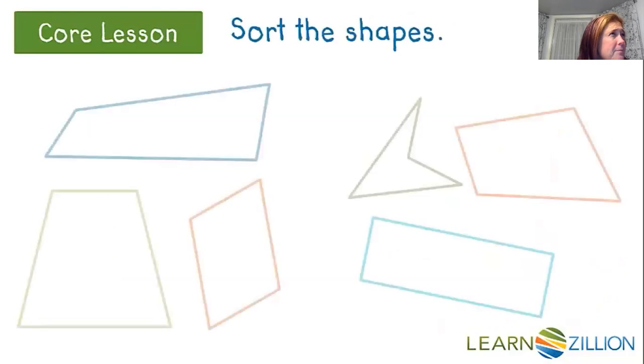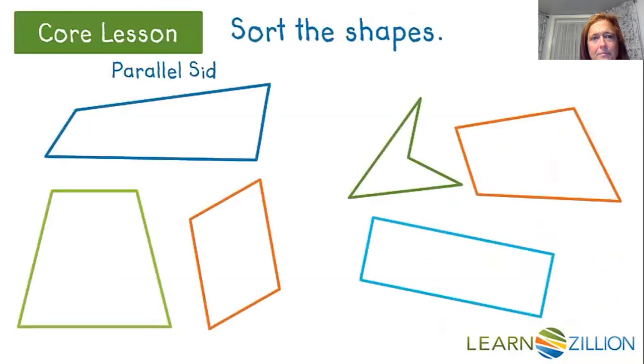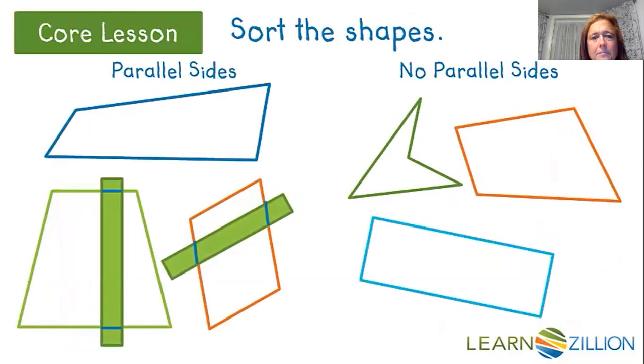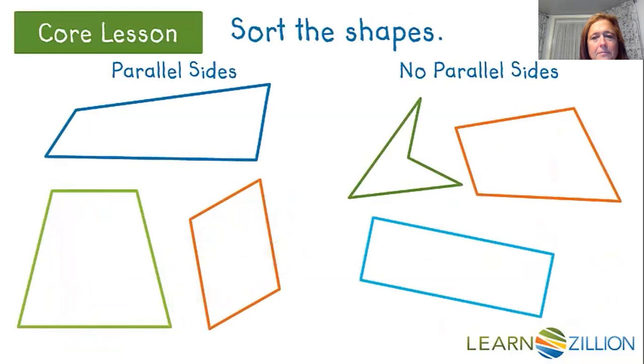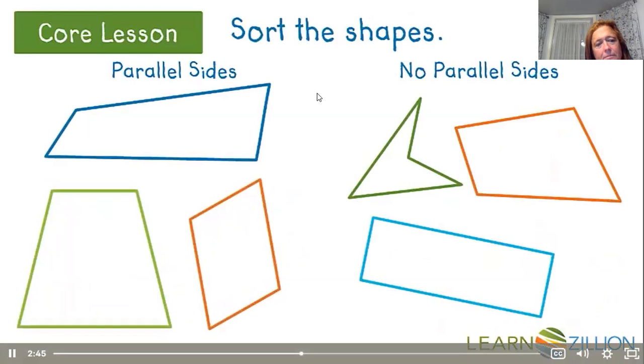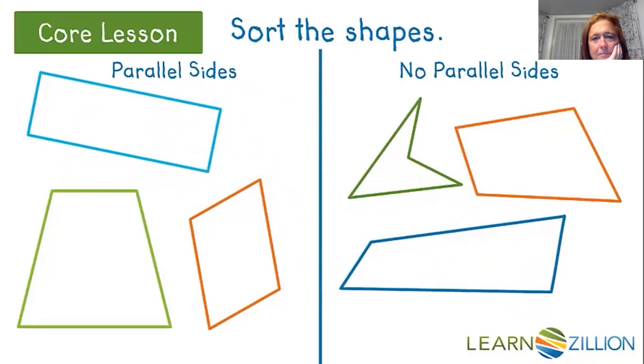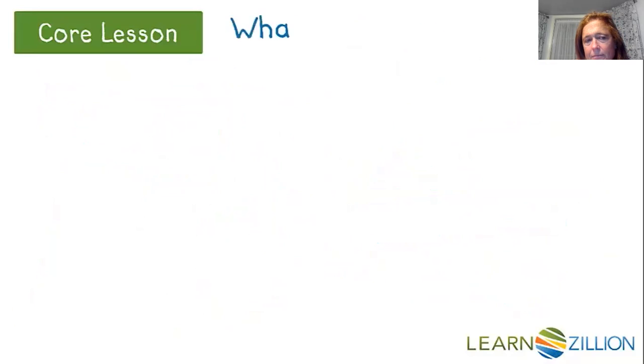Let's sort these shapes into two categories: shapes with at least one pair of parallel sides and shapes with no parallel sides. Which of these shapes on the left have at least one pair of parallel sides? These two. Which of these shapes on the right have at least one pair of parallel sides? Only this one does. So let's put these shapes in their correct places and draw a line down the center. All of the shapes on the left have at least one pair of parallel sides, while the shapes on the right do not.